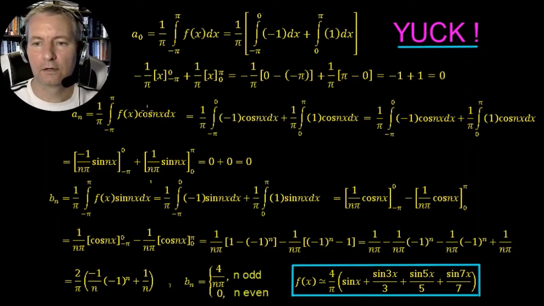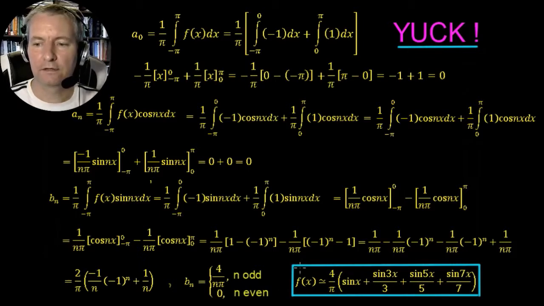So it means that our a0s are 0, our ans are 0, and all the even terms of bn are equal to 0. So all we're left with are the odd terms of bn, which are going to be 4 upon pi times the sine x, and sine 3x upon 3 times the 4 upon pi, sine 5x upon 5 times the 4 upon pi, and sine 7x upon 7 times the 4 upon pi.